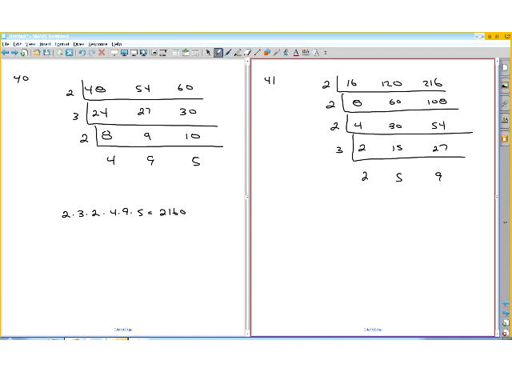We got 4 2's. So we have 2 to the 4th times 3 times 5 times 9. And 2 to the 4th is 16. So 16 times 3 times 5 times 9 is 2160 again.